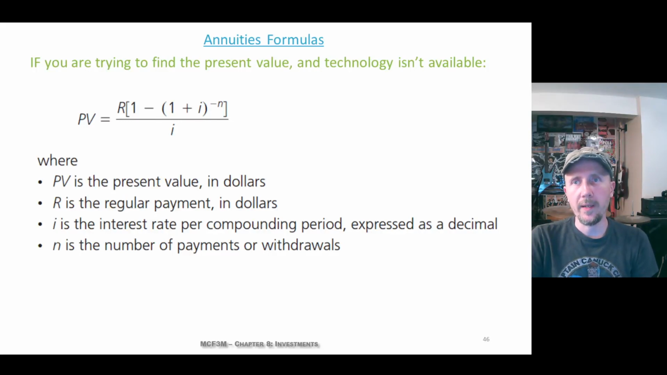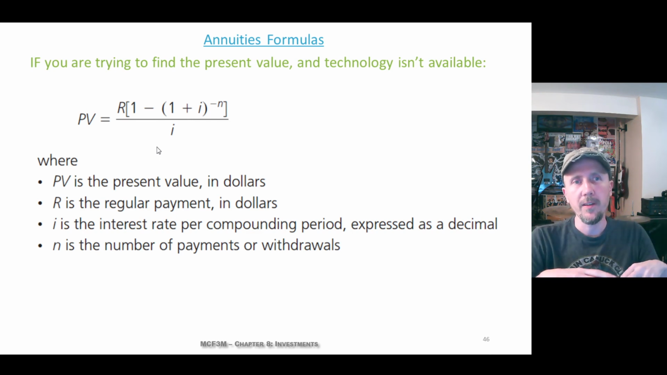Another quick little annuities video here. We've got one other formula. So this one is if we want to find the present value. What this one might be, and again it works very similar to the other one, just a different situation.